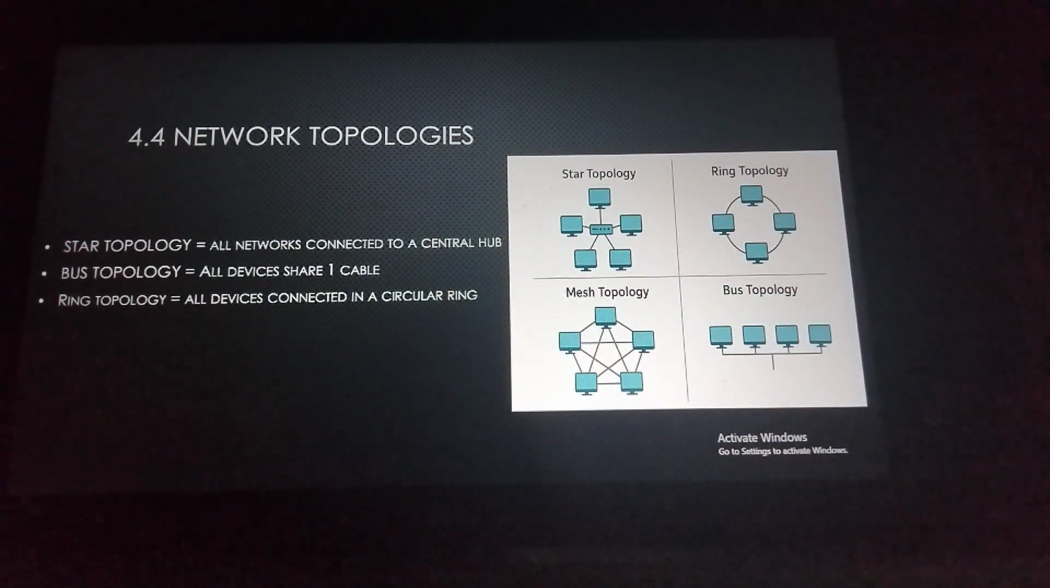Network topologies. Network topology refers to how devices are arranged in a network. In a star topology, everything is connected to a central hub, which is commonly used in offices. In a ring topology, the devices are connected in a circle. Bus topology means the devices are connected to a single cable.